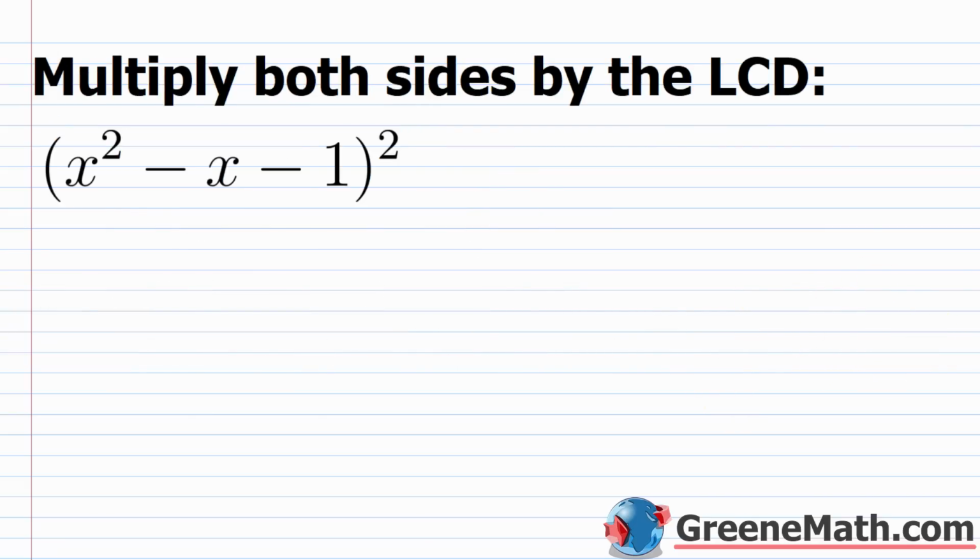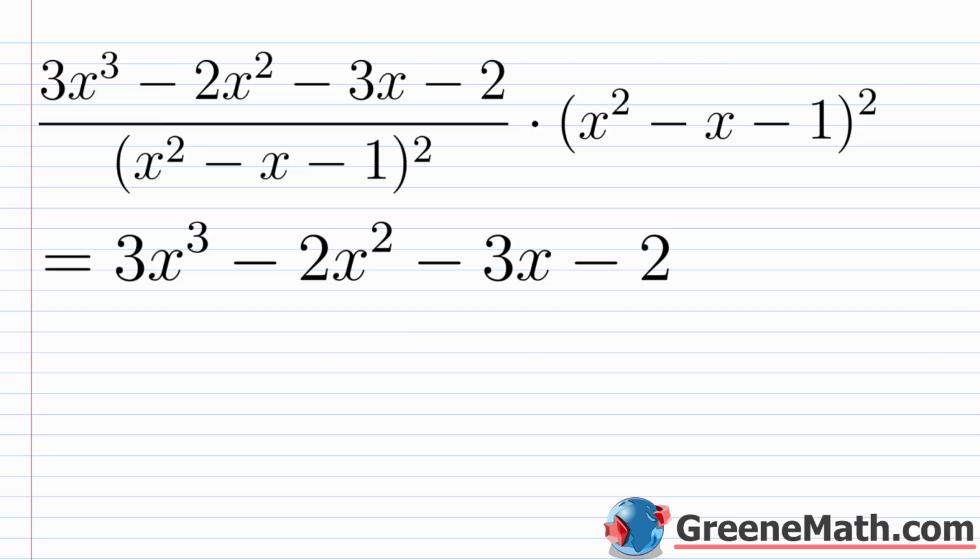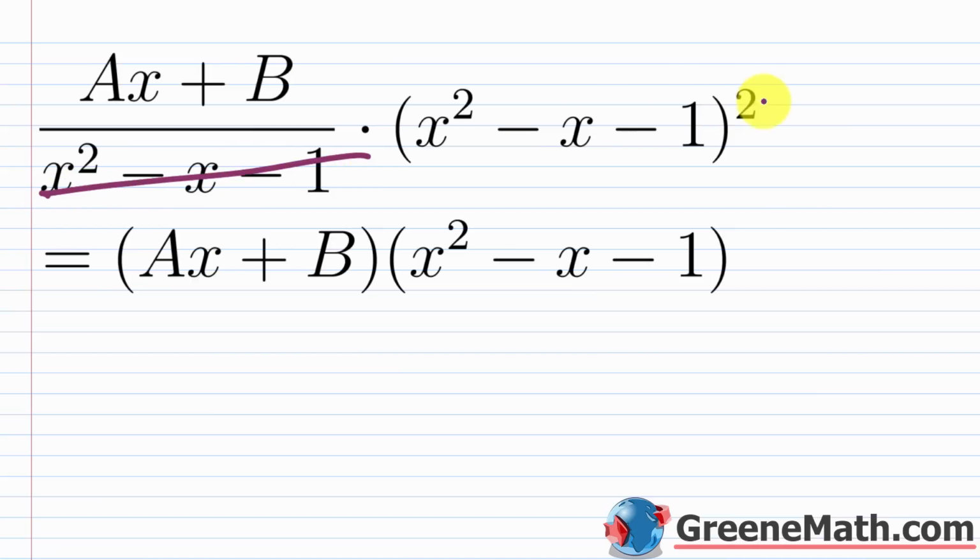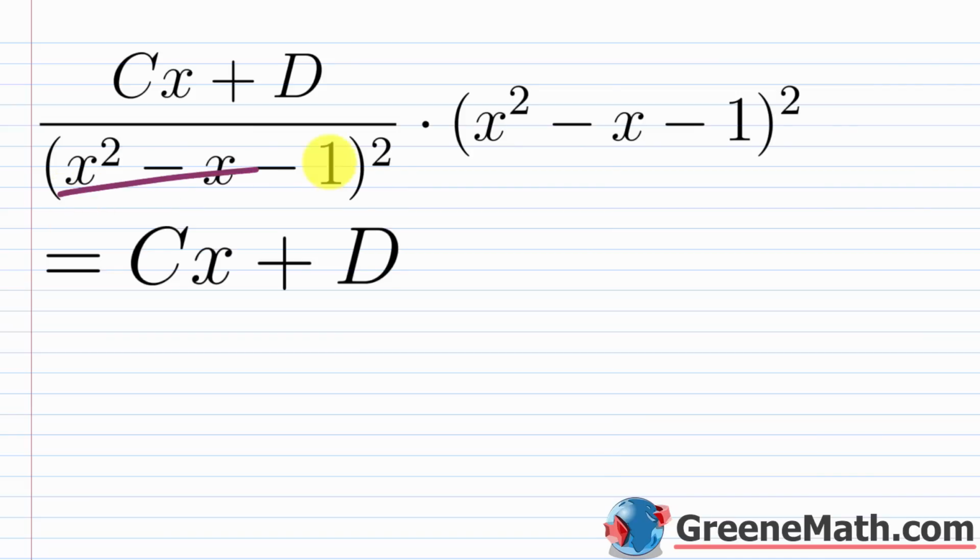Okay, multiply both sides by the LCD. So this guy here, once again, we can't fit this on the screen, so we're just going to break it up. So this is going to cancel with this. You have the numerator, 3x cubed minus 2x squared minus 3x minus 2. Then this part right here is going to cancel with one of these. So you have the quantity ax plus b times the quantity x squared minus x minus 1. And then lastly, this right here would cancel with this right here completely. So you just have cx plus d.